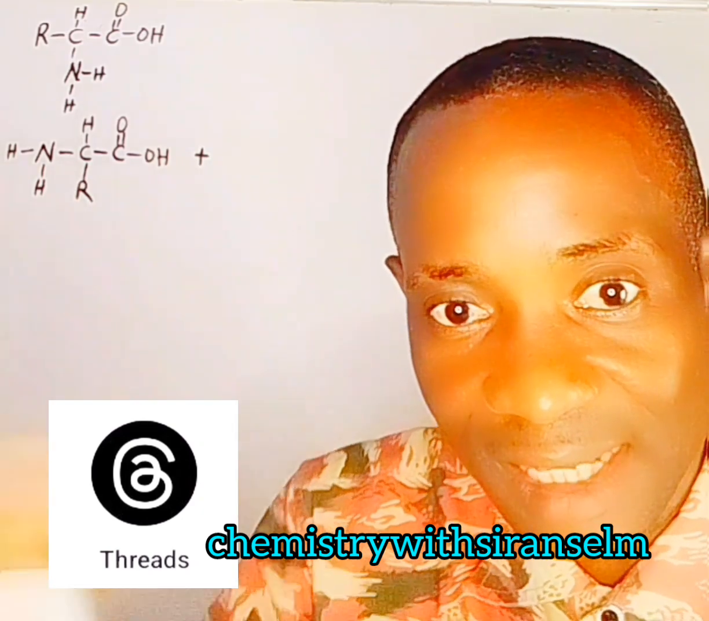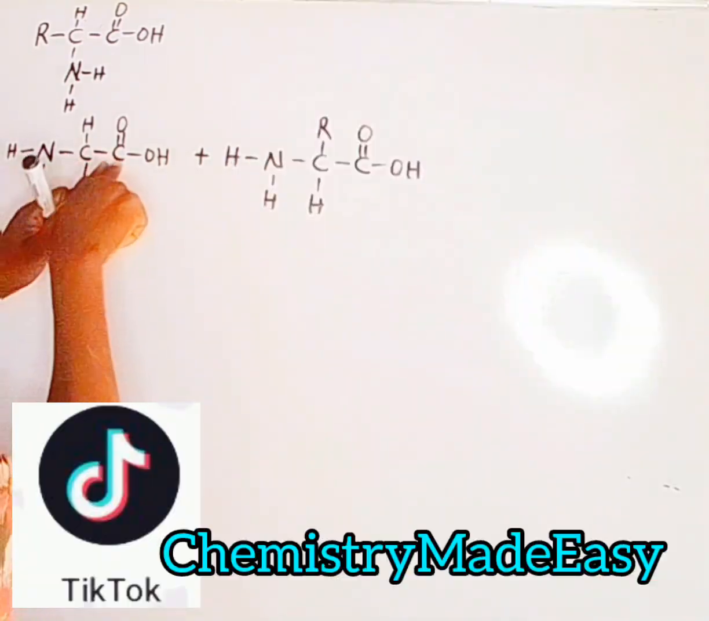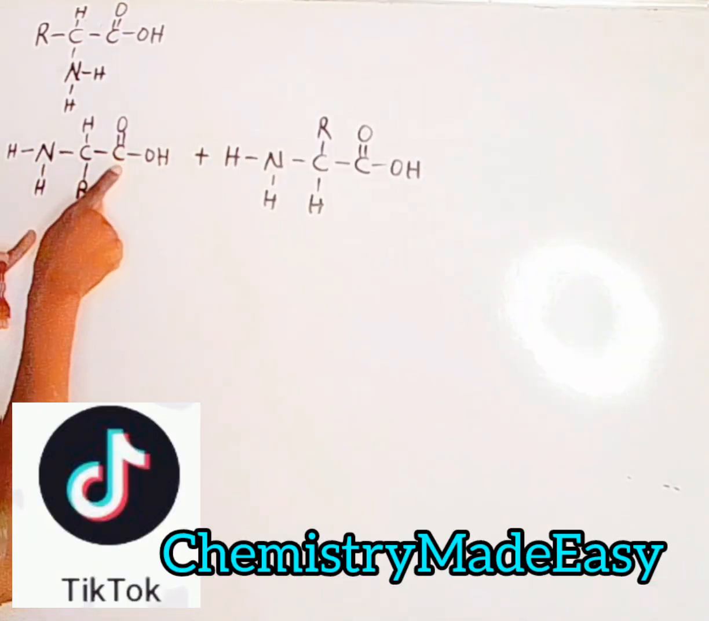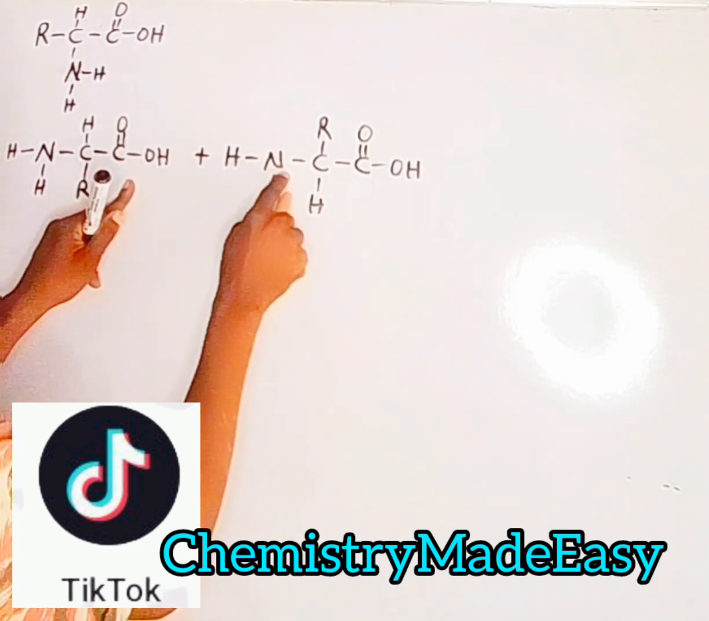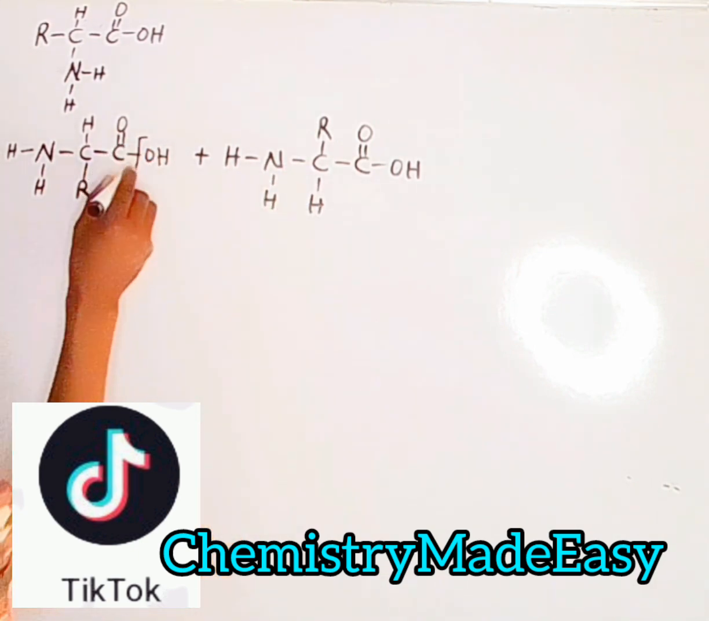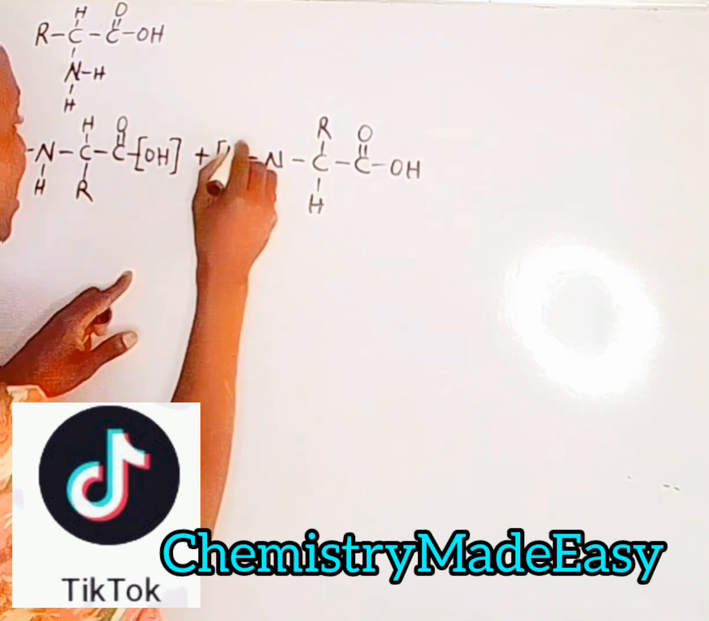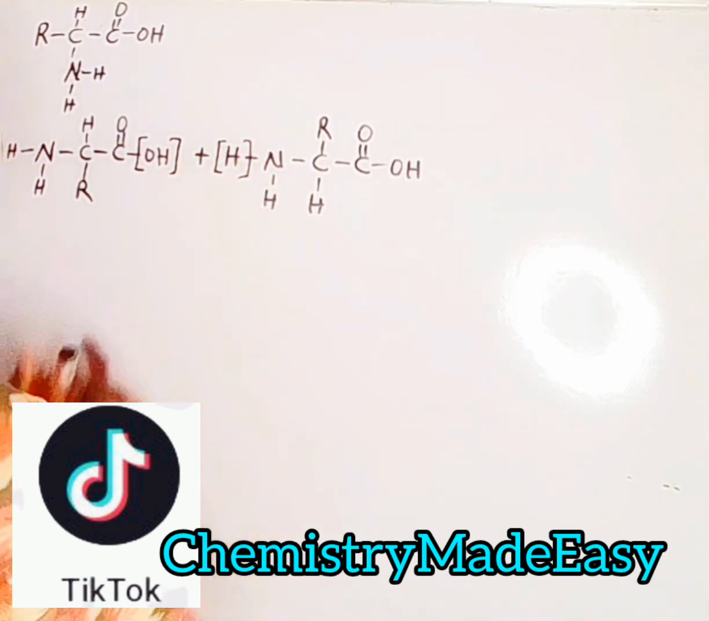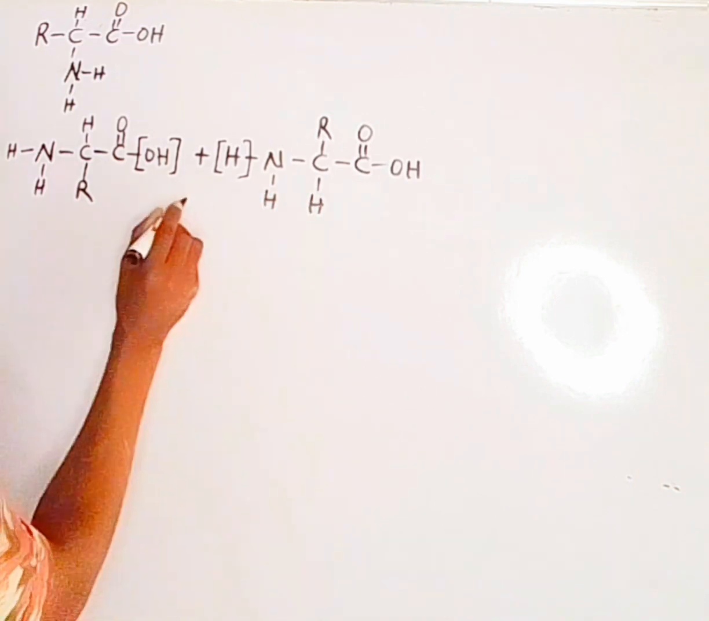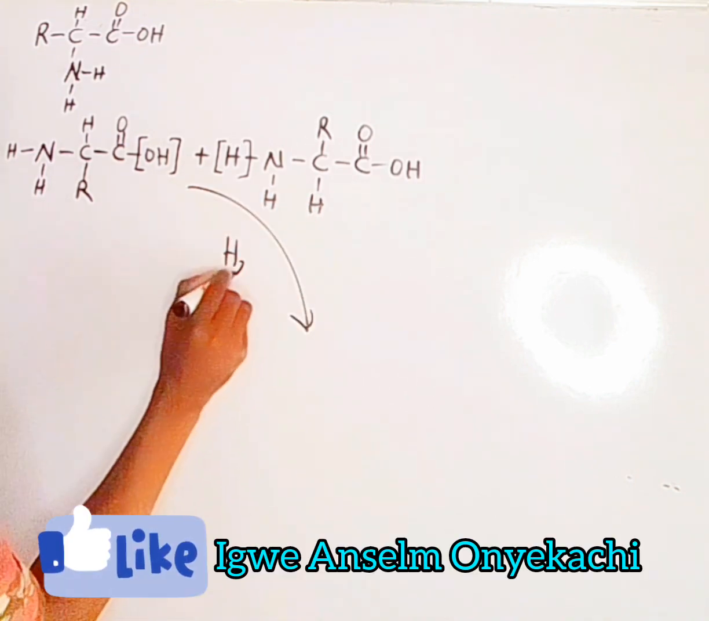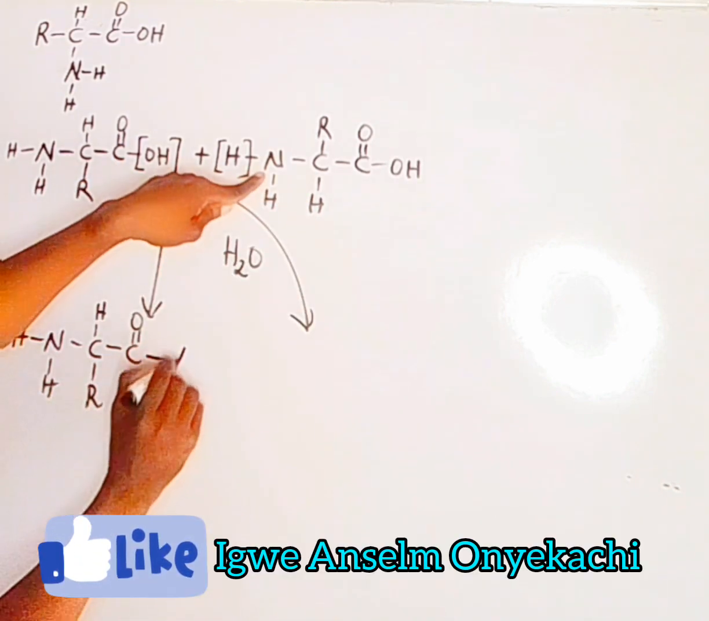Whenever two amino acids come together, a very interesting chemistry happens at the N terminus of one amino acid and at the C terminus of another one. Here is the C terminus of the first amino acid, and here is the N terminus of the second one. The hydroxide ion from the C terminus of the first one is going to combine with the hydrogen ion of the N terminus of the second one, and water is eliminated. This carbon is now linked to this nitrogen.